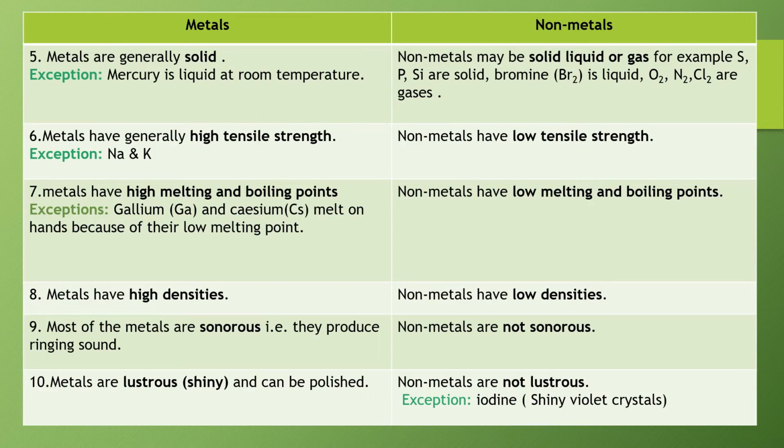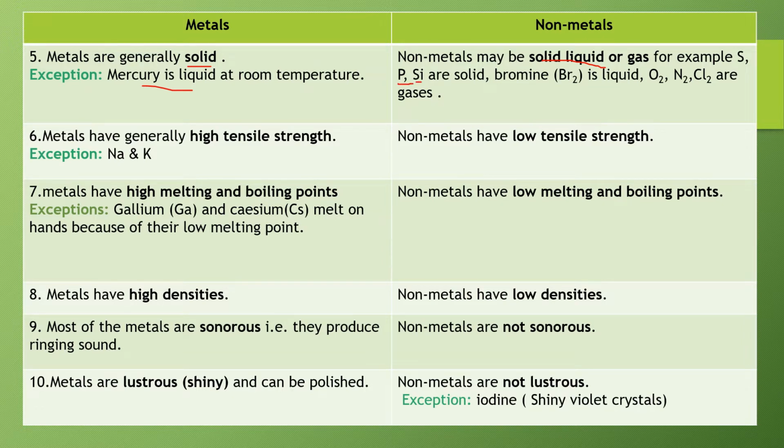Now the next property is metals are generally solid. Exception is mercury. Mercury is liquid at room temperature. Now there are two more metals, gallium and cesium, which have low melting points. Whenever you keep them on your palm, they absorb the heat of your palm and get converted into liquid form. But at room temperature, they are not liquid. So at room temperature, only mercury is the metal which is present as liquid. Now non-metals may be solid or liquid or gas. Examples of solid non-metals are sulfur, phosphorus, silicon, etc.